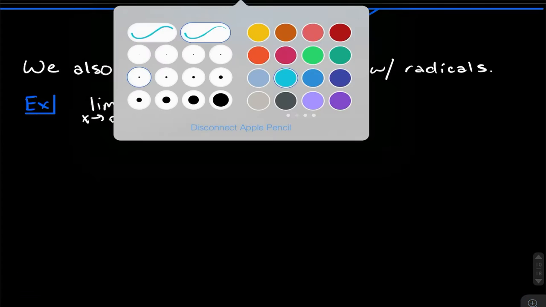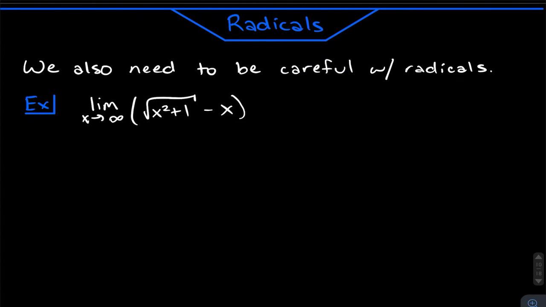Now let's move on to something a little more complicated. I think it's probably the most complicated part of this entire video. We're going to talk about radicals. We're going to need to be careful when we see radicals.